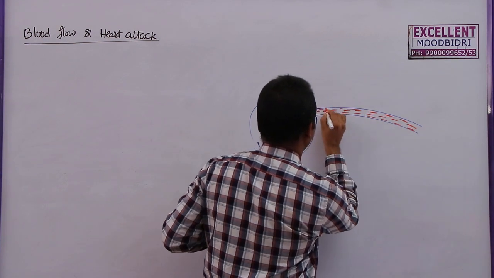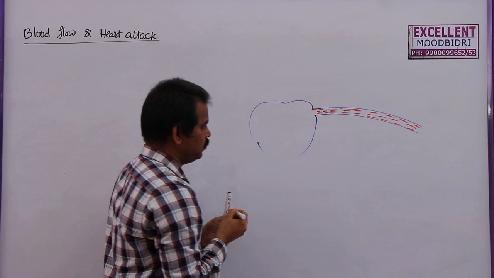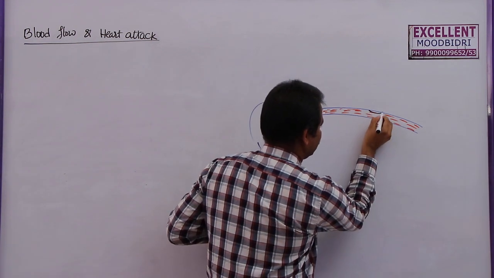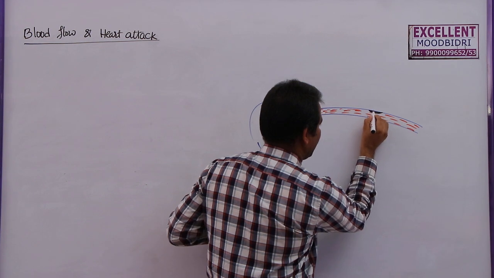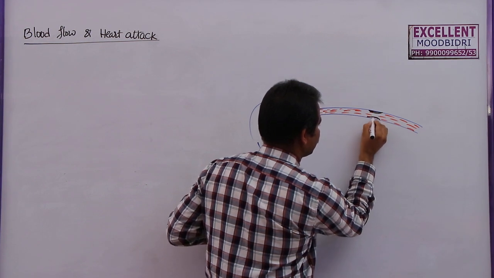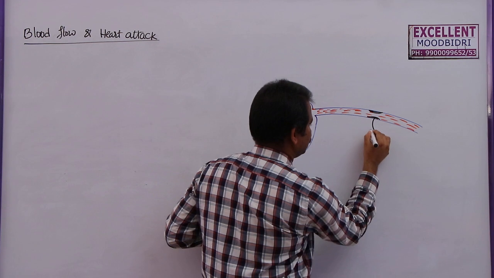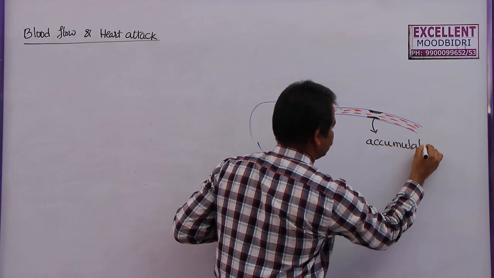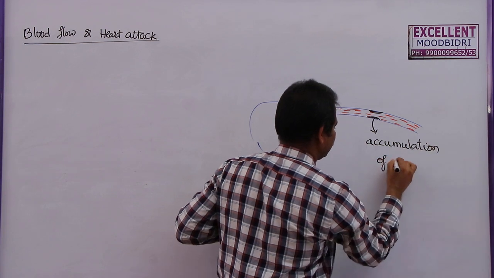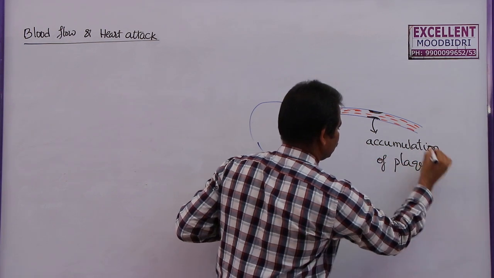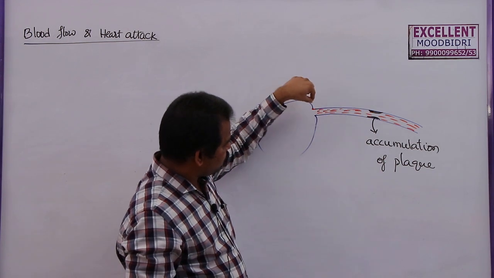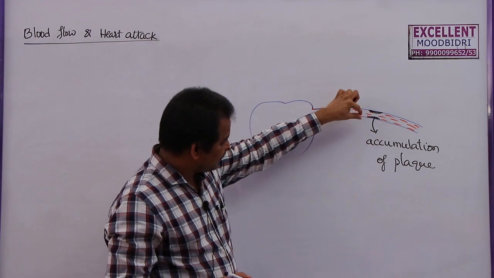So this is a streamlined flow. This is not turbulent flow. But whenever some plaque is accumulated in the artery, here you can see the area of cross section through which the blood is flowing will decrease.